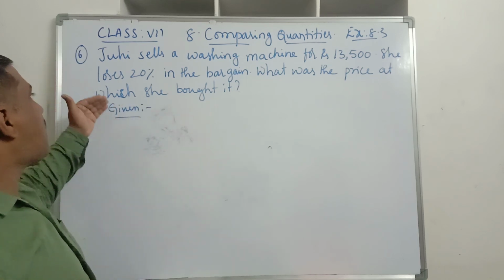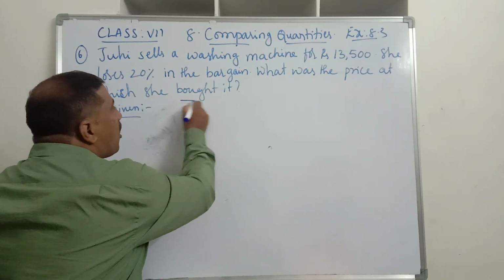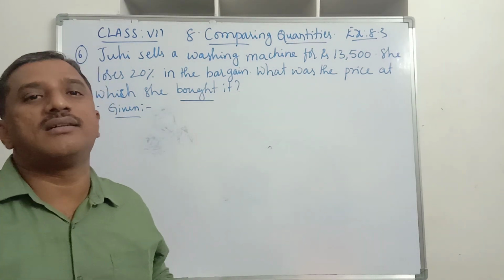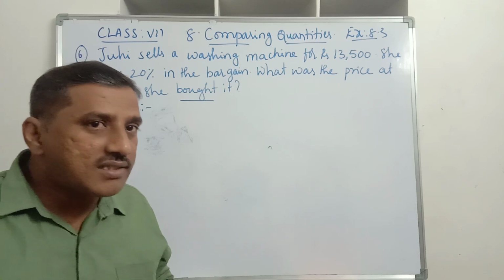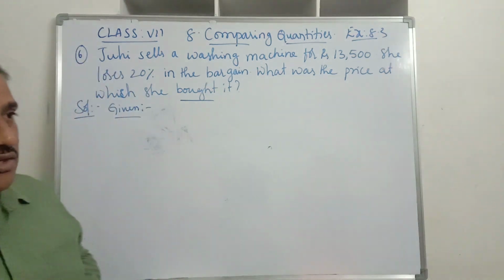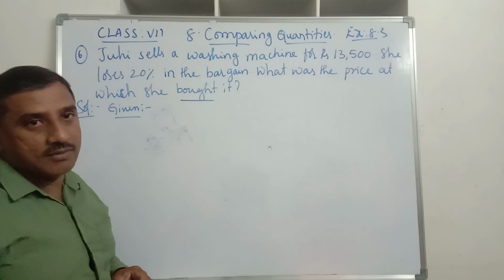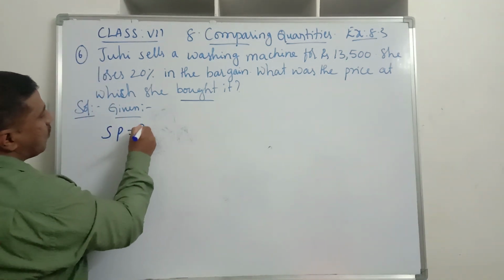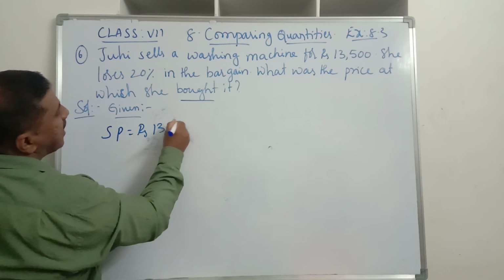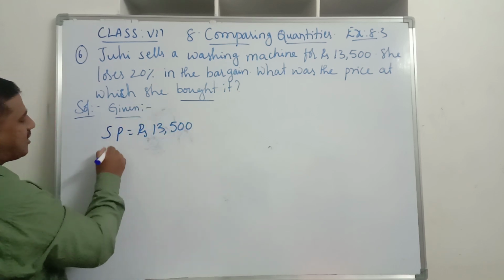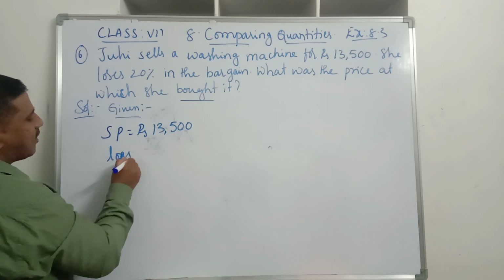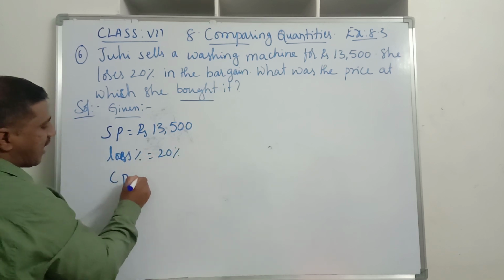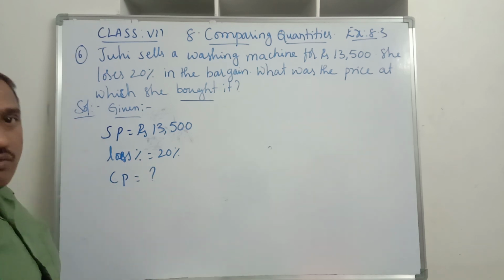What was the price at which she bought it? She bought it in the sense what? What is the cost price of that washing machine? So what we have to find here? Cost price. What is given? Selling price is given. SP is equals to rupees 13,500 and loss percentage is given. How much it is? Loss percentage is 20%. What they ask you to find is the cost price of the washing machine.